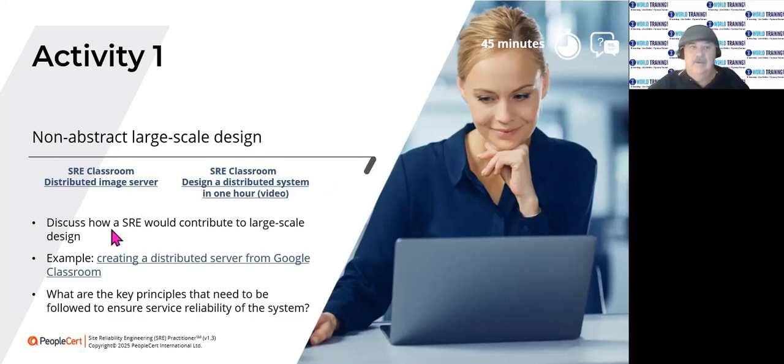So I'll play the video for you. And generally what the video is going to do is show you how SREs would contribute to a large-scale design. We'll be using an example of creating a distributed server from Google, so the video is a Google video. That's a good example. Your learning target is to understand the key principles that need to be followed to ensure reliability of a system as it's being architected and designed.